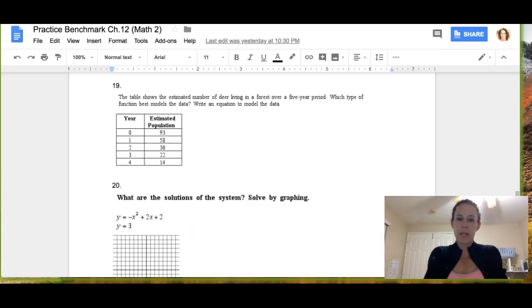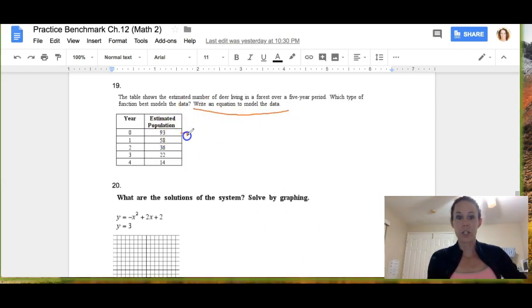Okay, let's check this guy. The table shows the estimated number of deer living in a forest over a 5-year period. So we are checking deforestation. Is the deer population going down? Is it going up? What's the hunting season like? Which type of function best models the data? Write an equation to model the data. So we don't just want to know the function. This time it asks you to write an equation, so don't skip that part. It asks you 2 things, okay?